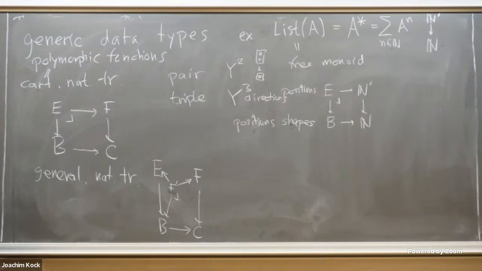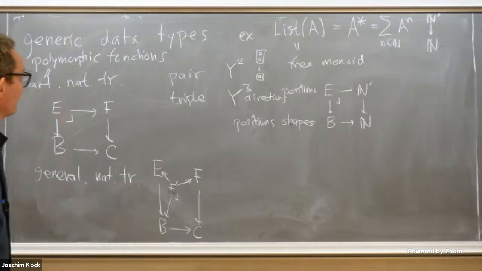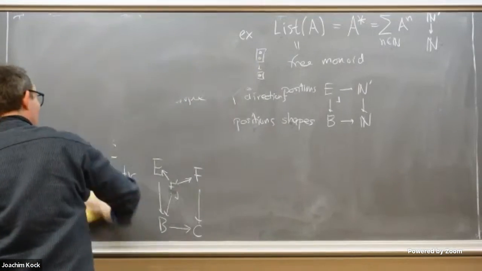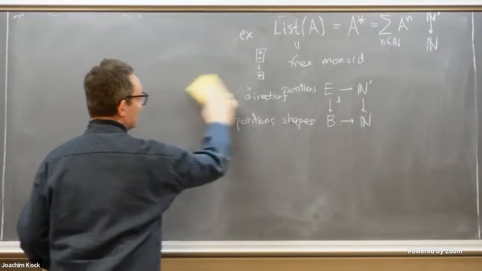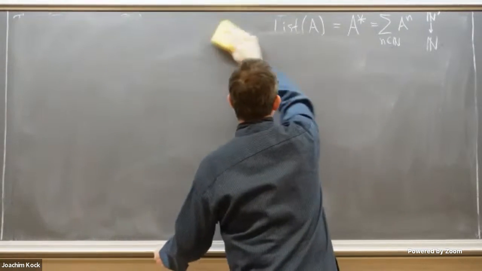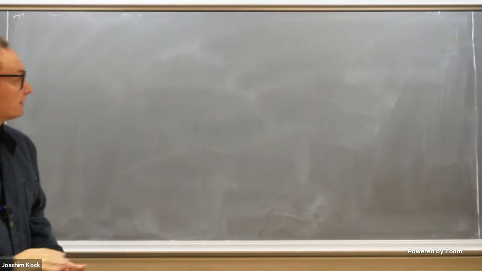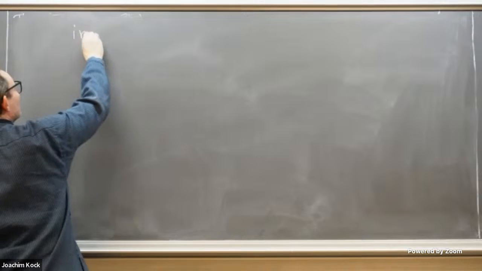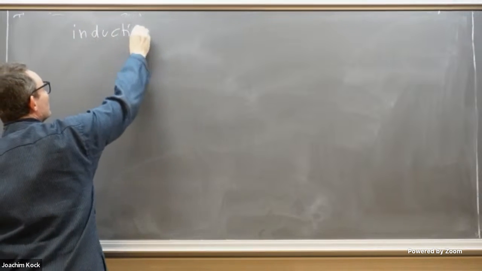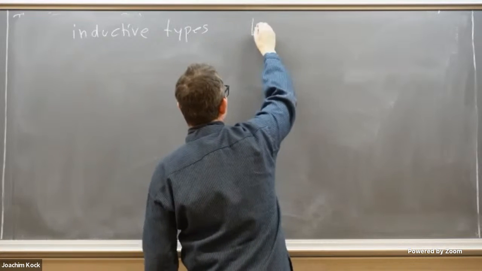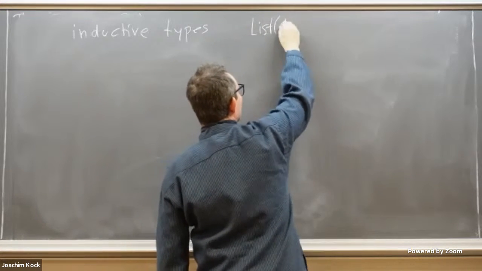Okay, among the data types, particularly important are the inductive types. In a sense, that's the only way we have to access infinite data types, with inductive types. So again, the list type is an example.